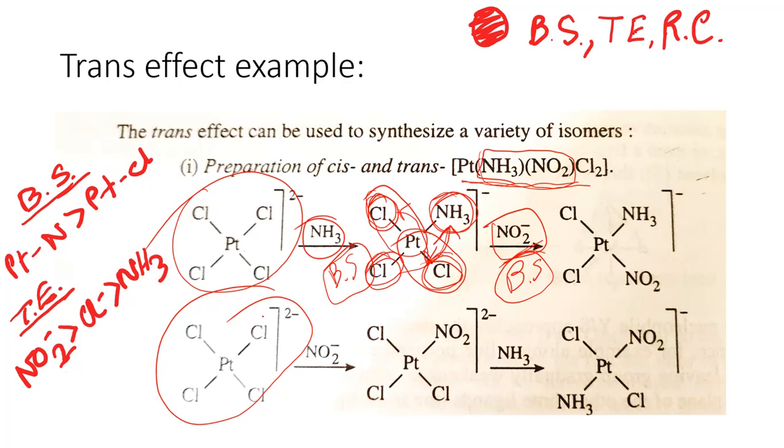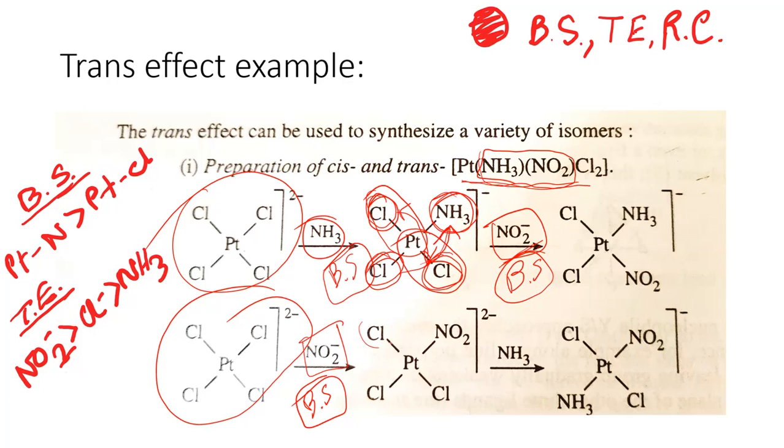when these PtCl4 2- are being reacted with NO2 minus. Okay, so now again one platinum chlorine bond is broken and a platinum nitrogen bond is being formed, and the platinum nitrogen bond being a stronger one, the bond strength is preferring the step. Now in the next case, when we are adding NH3, say for example, we are considering the trans effect for the first time.